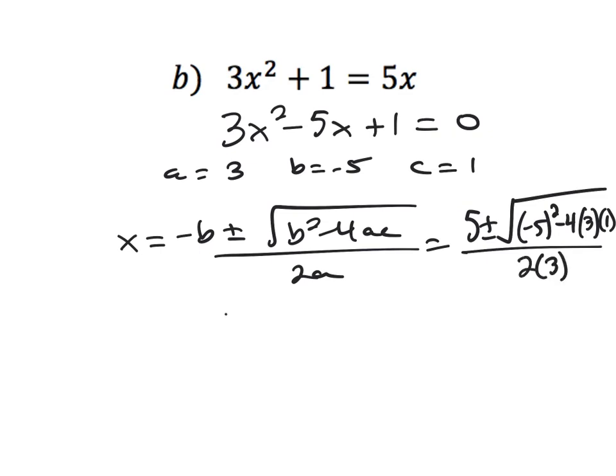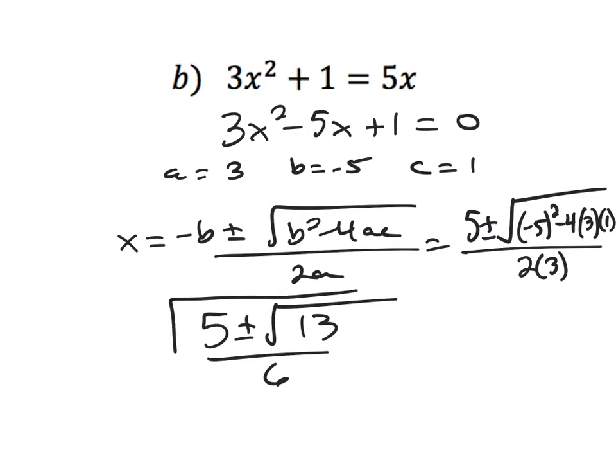And so for this one, I get 5 plus or minus the square root of, it looks like we get 25 minus 12 there, which is 13, all over 6. And what's nice about this one is, notice for this one, we don't have any imaginary numbers. In fact, the square root of 13 is already broken down as far as it can. And so it looks like this is my final answer there.